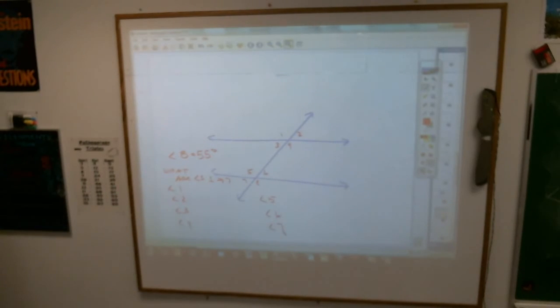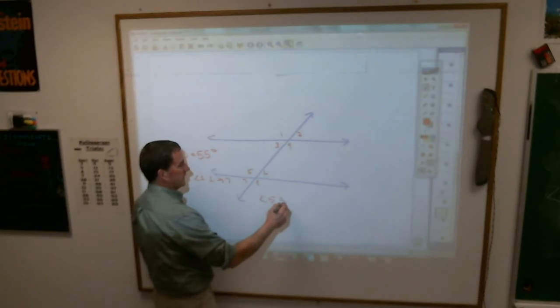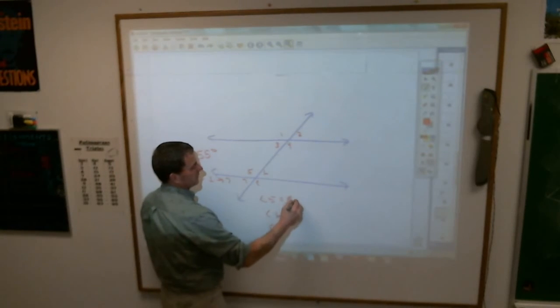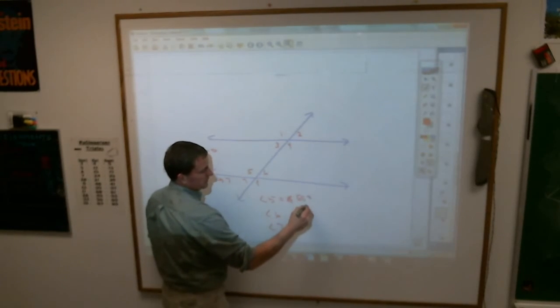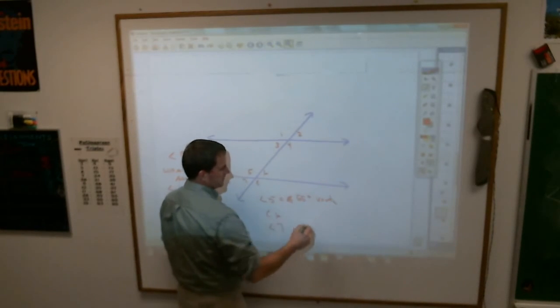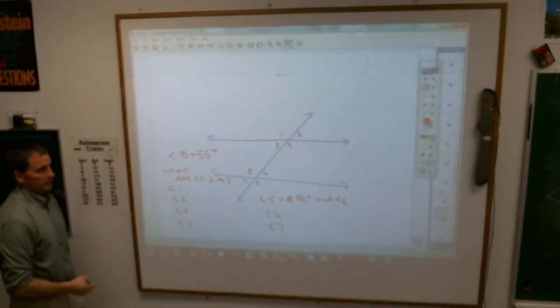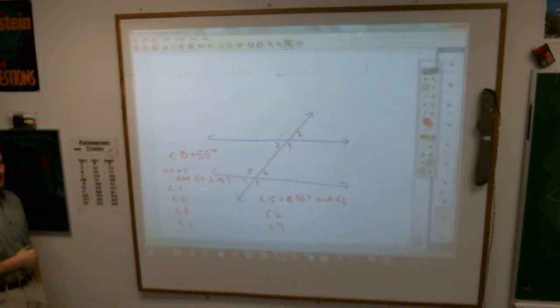Who can tell me one of those angles and for what given reason? Elijah? Angle 5 is 55 degrees because it's opposite. Exactly. Angle 5 is 55 degrees because of vertical angles, or opposite, whatever you want to say. That would be all you have to say. Vertical angles are equal. That's what that whole thing says. So now we know what angle 5 is.